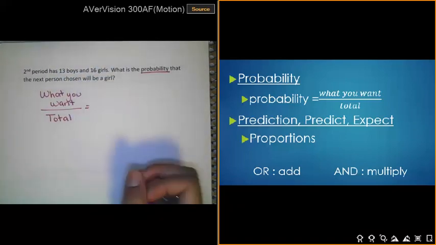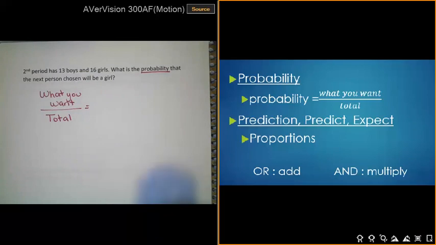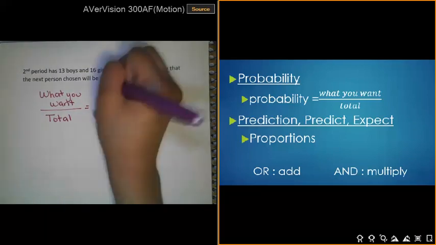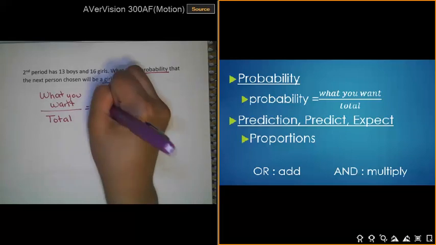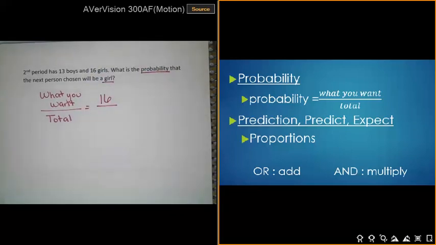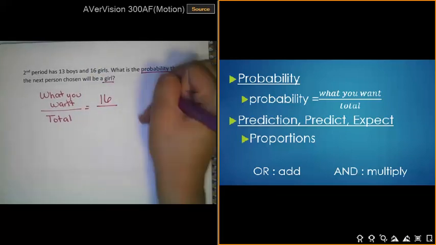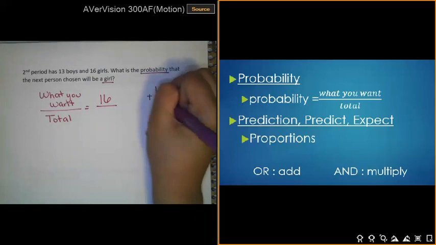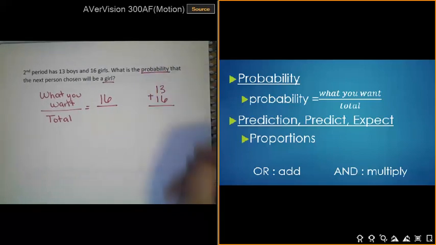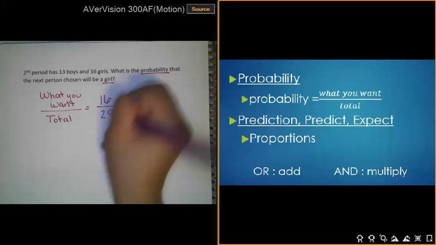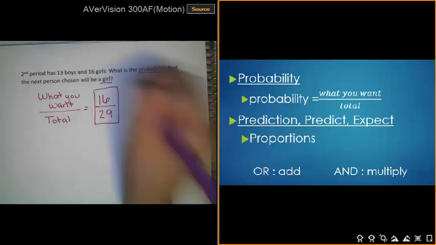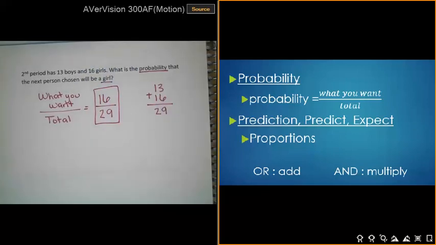The next thing I need to look for in the question is what I want. I want to choose a girl. So how many girls do we have? We have 16. Out of the total amount, you're going to have to add 13 plus 16 to give you a total of 29. So my probability of choosing a girl is 16 out of 29.